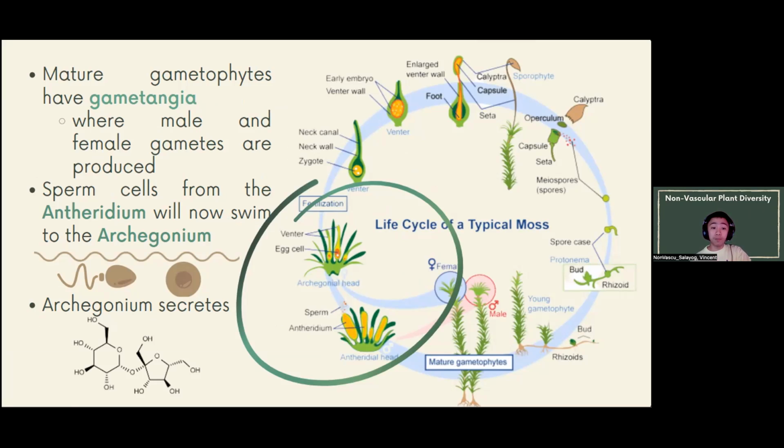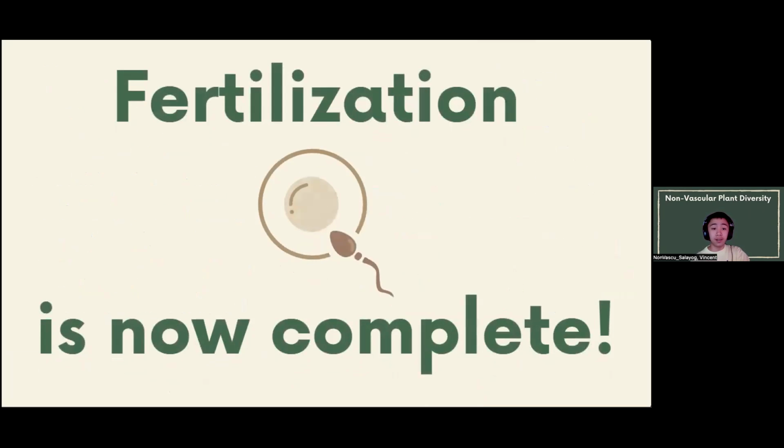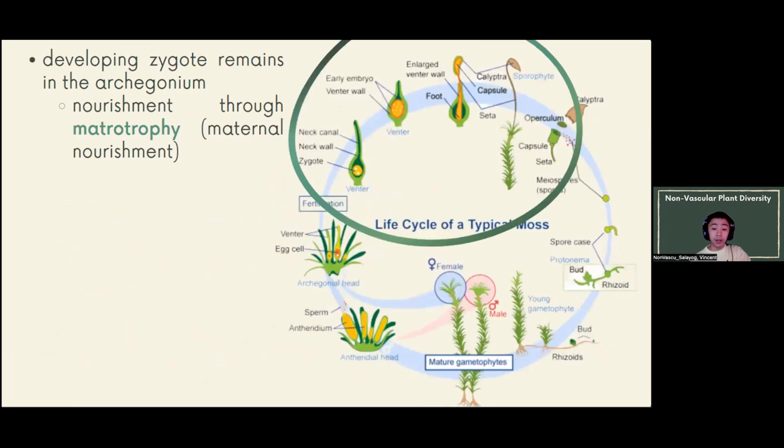In order for the sperm cell to know the location of the egg cells, the archegonium secretes sucrose to guide the sperm cell. Once the sperm cell encounters the egg cell, they will fuse with one another and be fertilized. And moving on, the developing zygote remains in the archegonium, and it is nourished through matrotrophy, or maternal nourishment. Take note that sugar and amino acids are an important part of this process.